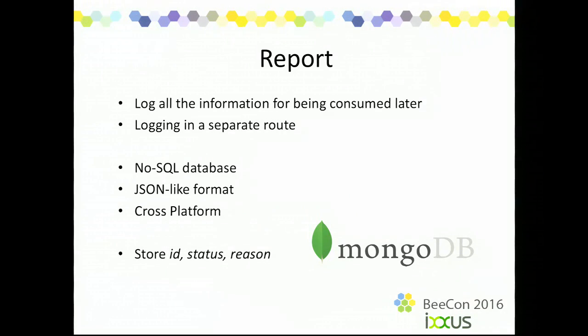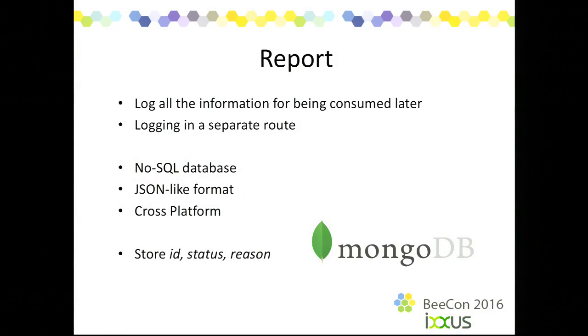Okay. For reporting, what do we do? We have a separate Apache Camel route that basically logs everything in a system. What is this system? Well, we wanted to have a NoSQL database so we are able to write rapidly and then consume data easily. So we chose MongoDB. Maybe you can use something else, but for us, MongoDB works very well. It's cross-platform, and there is plenty of documentation on the internet.